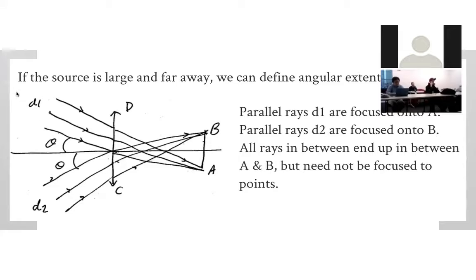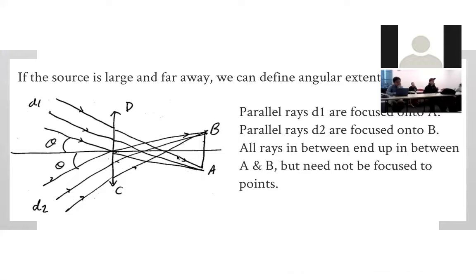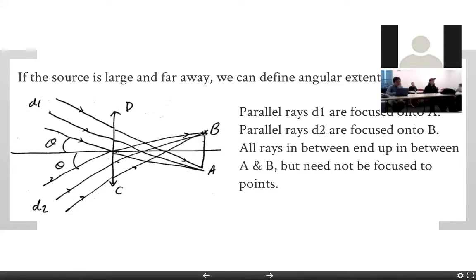Okay, parallel rays D1, which represent one edge of the source, let's say the sun, get focused to one edge of the receiver. The parallel rays from the other edge of the sun get focused to the other edge of the receiver. Then I can say that any ray in between, I can draw parallel rays in between at different angles between 0 and theta and 0 and minus theta. I can postulate that all those rays will end up somewhere in between here as well, between A and B.